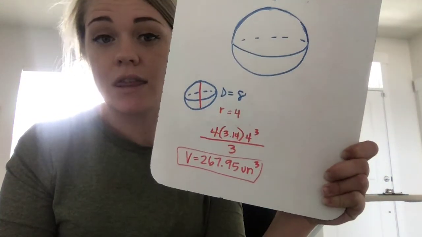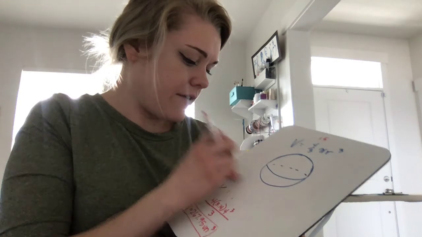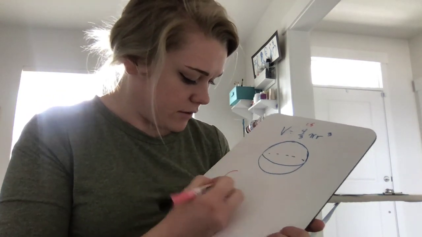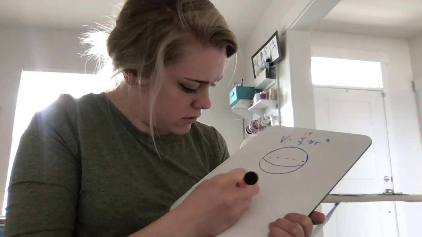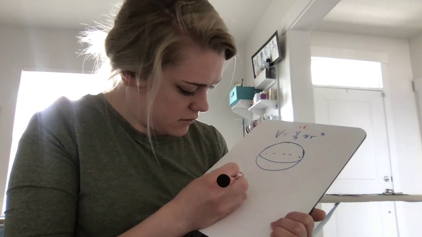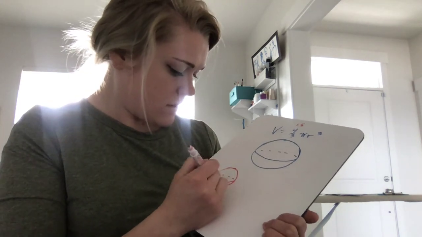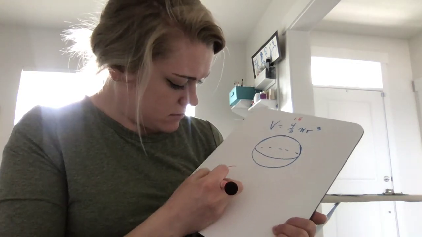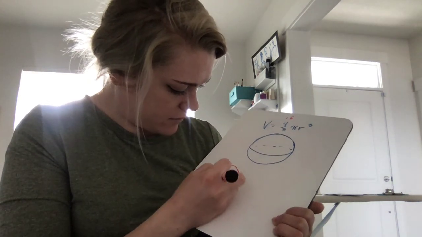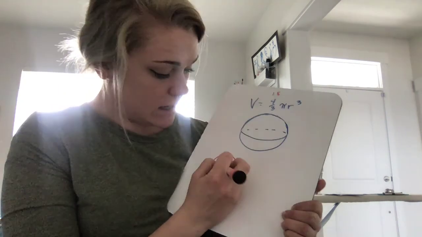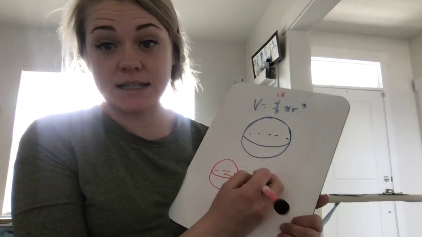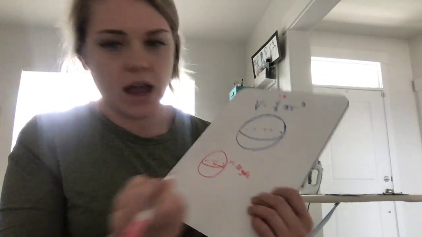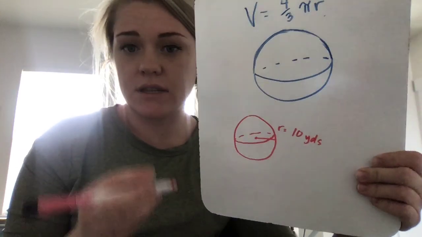Okay, so that's if I'm given the diameter. If I'm given the radius, so let's say I have a sphere. That's a terrible drawing of a circle. Whatever. I couldn't erase bad stuff. It's a sphere. So let's say the radius of this sphere is 10. Okay, radius equals 10. Let's say yards. I don't know. It's something big. So the radius of the sphere is 10 yards.